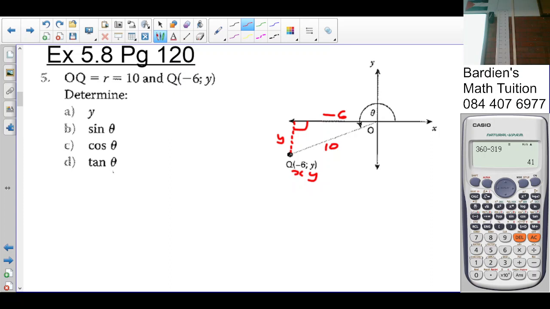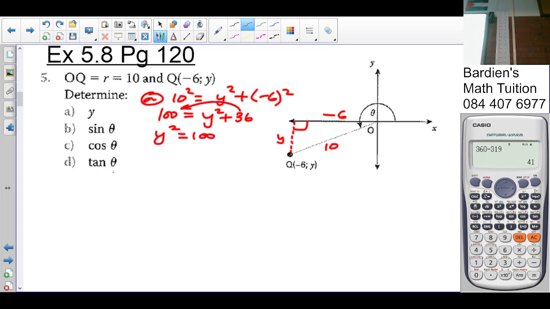Okay? So how do you calculate y? By using Pythagoras. So it's 10 squared is equal to y squared plus negative 6 squared. 10 squared, of course, is 100, equals y squared plus negative 6 squared, which is 36. Okay? You take 36 over the equal sign, becomes y squared is equal to 100 minus 36, which is 64. Now what?